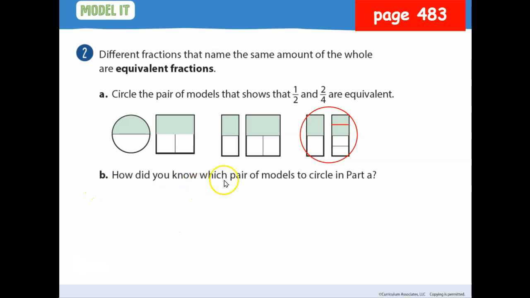It says, how did you know which pair of models to circle in part A? Well, each rectangle had to be the same size. Okay? The circle and this square are not the same size. This rectangle and this rectangle are not the same size. These two are the same size, they're just divided differently. Okay? But both amounts are still shaded in, right? Half.